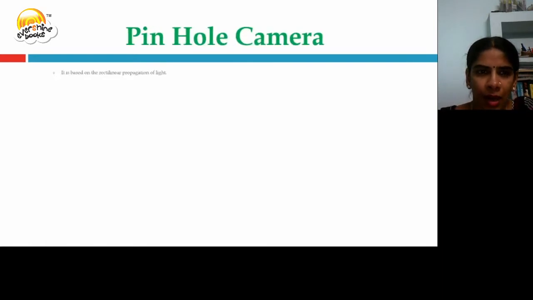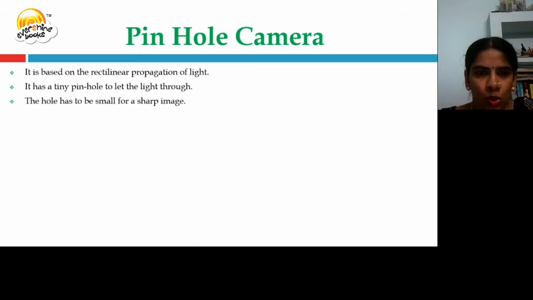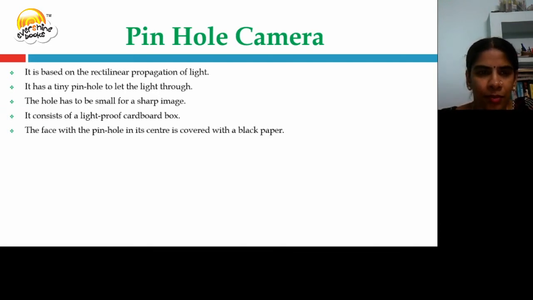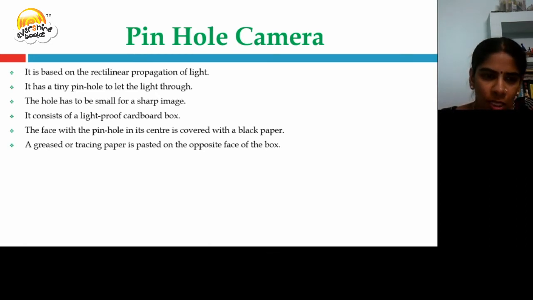Pinhole camera. It is based on rectilinear propagation of light, that is, light traveling in a straight line. It has a tiny pinhole to let the light through. The hole has to be as small as possible for a sharp image. It consists of a light-proof cardboard box. The face with a pinhole in its center is covered with black paper. A greased or tracing paper is pasted on the opposite face of the box.